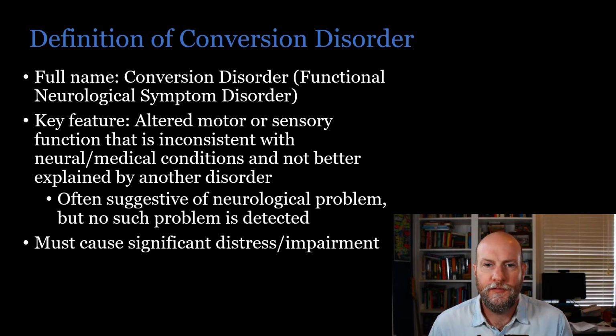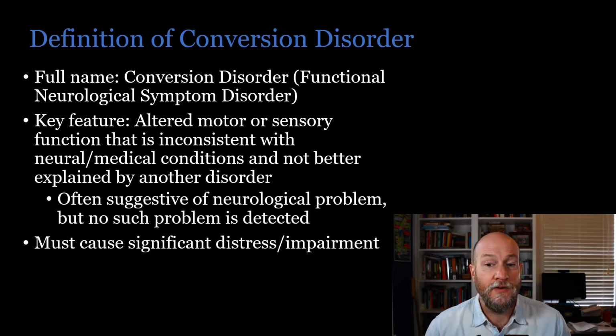Let's move on to the fourth diagnosis that we want to talk about in this section, which is conversion disorder. Conversion disorder is technically called conversion disorder, functional neurological symptom disorder. It's really rare, first and foremost, and somewhat unique. It's different. There's a lot of overlap between illness anxiety disorder and somatic symptom disorder. This is pretty distinct from those. Basically, there's some degree of altered motor or sensory function that is inconsistent with the neural or medical condition and not better explained by another disorder.